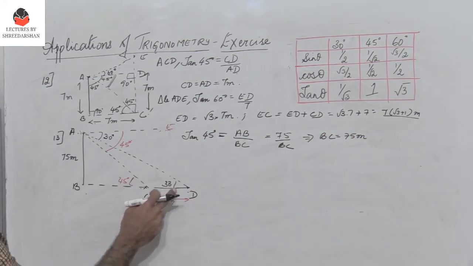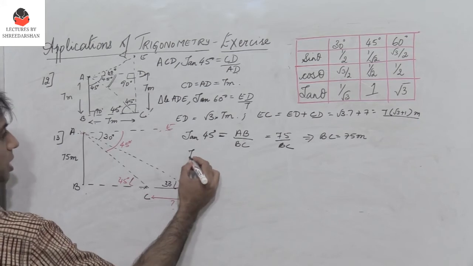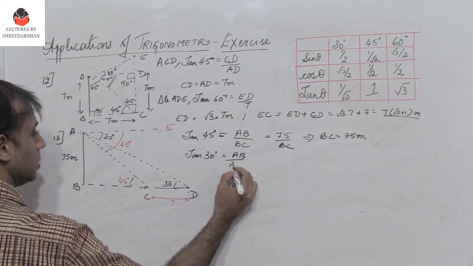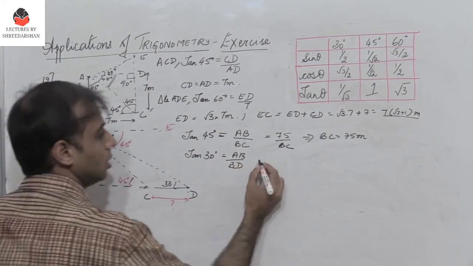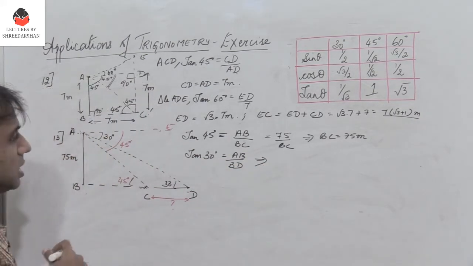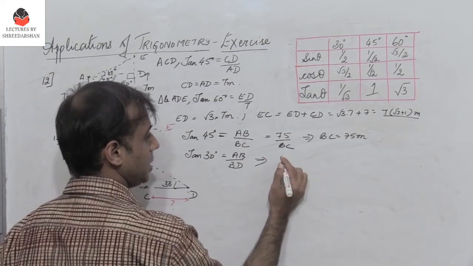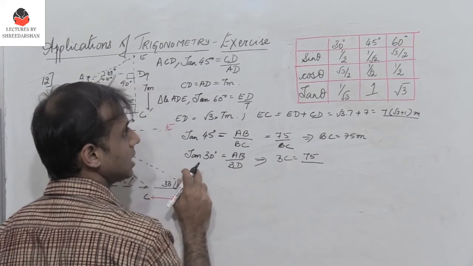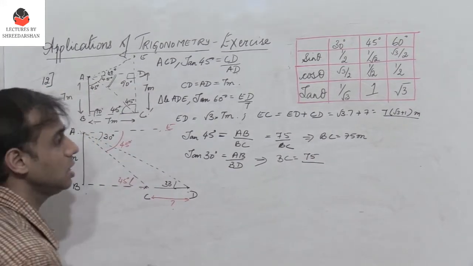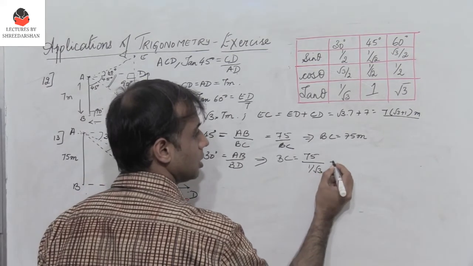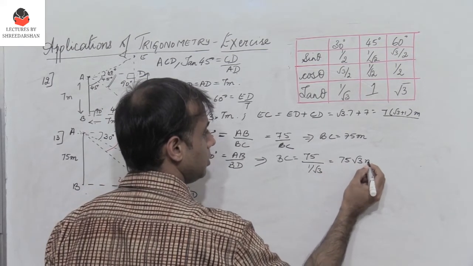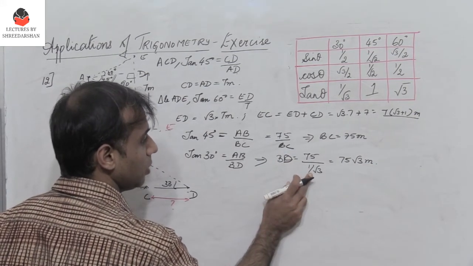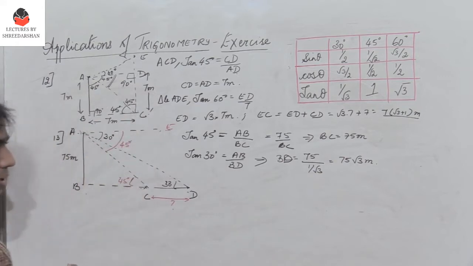So now let's come here. Let me apply tan 30. Tan 30 is again AB divided by BD. What is AB? AB is 75, isn't it? So I need to find BD. BD equals AB, which is 75, divided by tan 30. What is tan 30? 1 by root 3. So BD is 75 divided by 1 by root 3, which is 75 into root 3 meters.